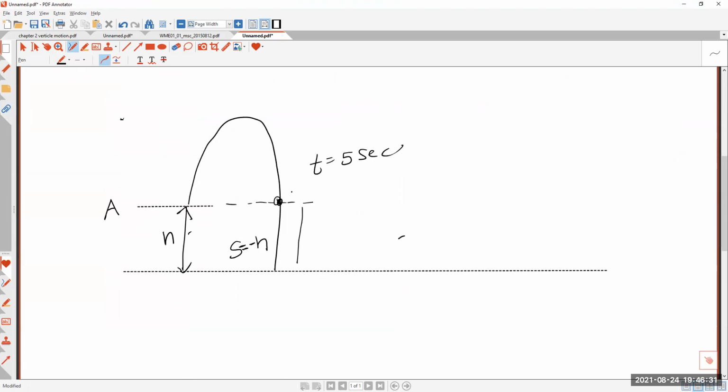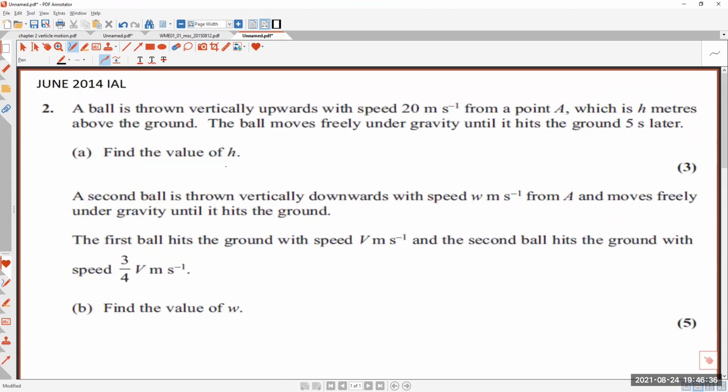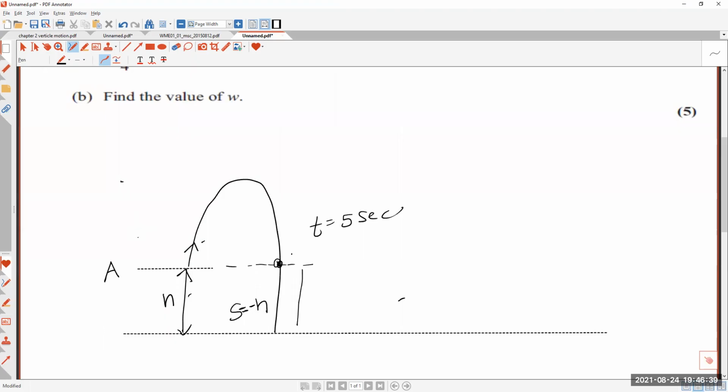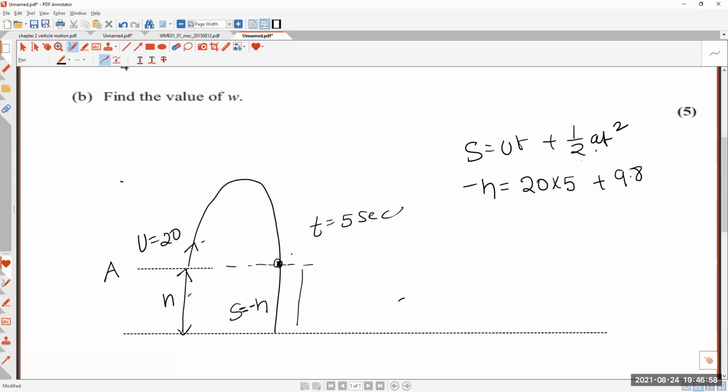Do you know at what speed it was projected? Yes, we know, 20 meters per second. Which formula? S equals ut plus half at square. S is minus h. U is 20. Time is 5 seconds. Plus half into 9.8, which is 4.9, into 5 square.